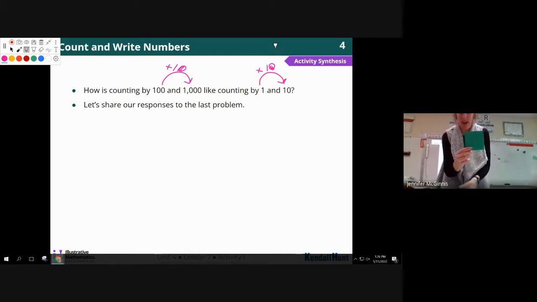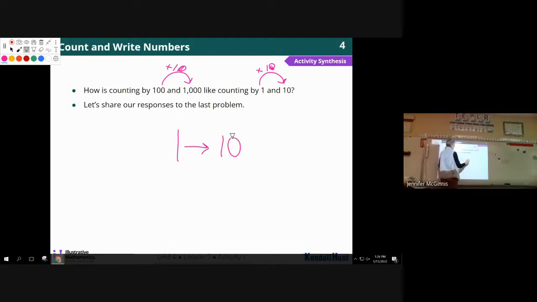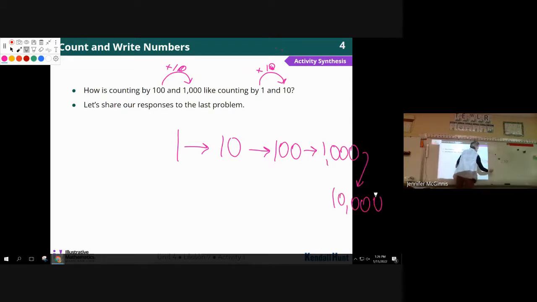How many zeros do I add to get to here? Add 1 and then you have 3. Think about it. It's hard to write this down and say it. So if you have 1, 10, you add 1 zero. What's next? 100. What's next? 1,000. 10,000. What's next? 10,000.